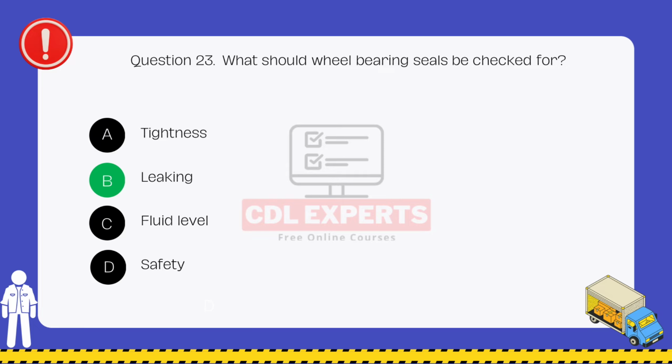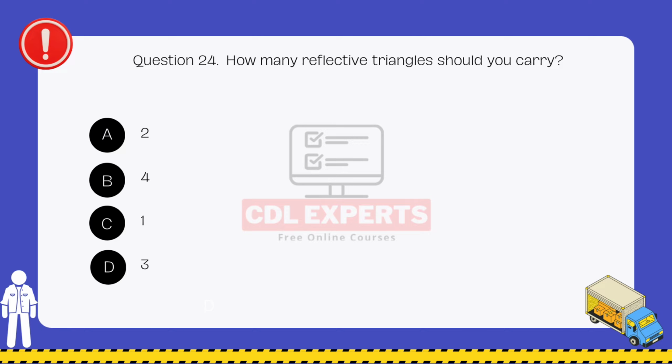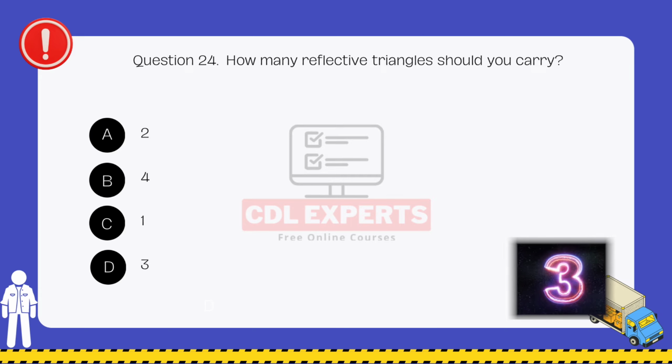The correct option is B. How many reflective triangles should you carry? 2, 4, 1, 3.